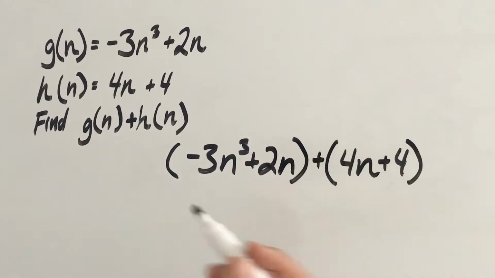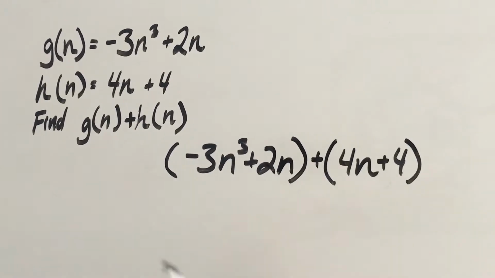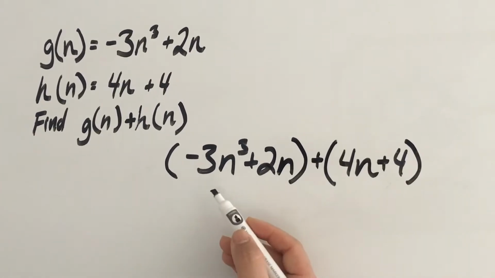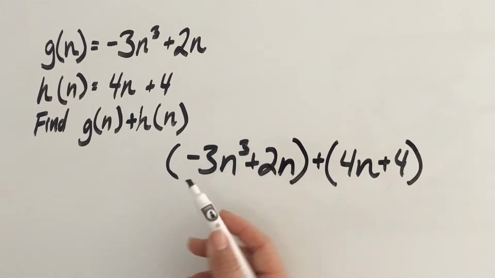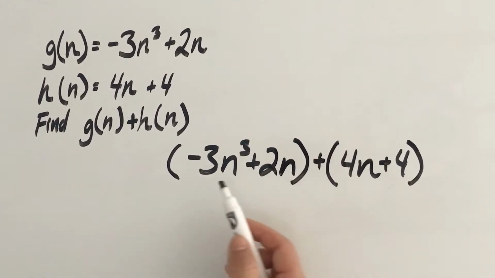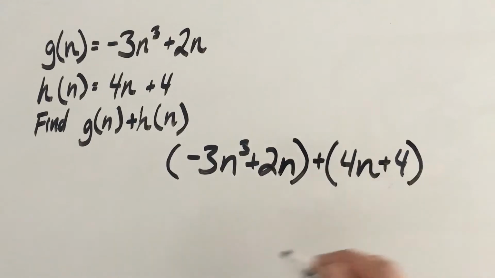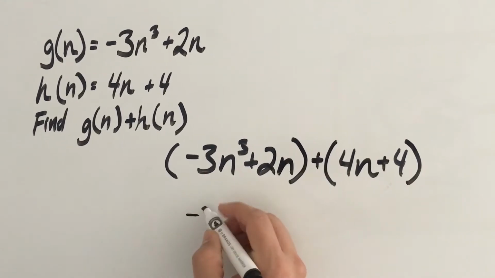Okay, now to solve these or simplify them, all you're going to do is combine like terms. Now if you look at this first one, it's cubed. Is there anything else cubed? Is there any other term that is to the third power? No. So all you have to do is bring it down.